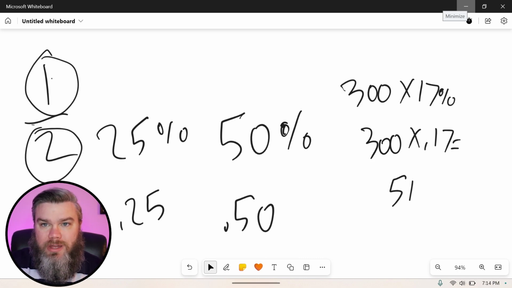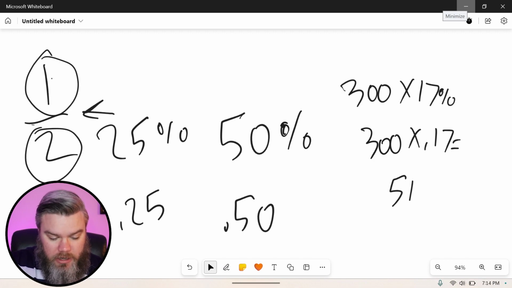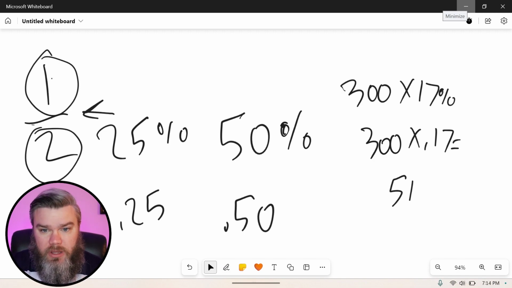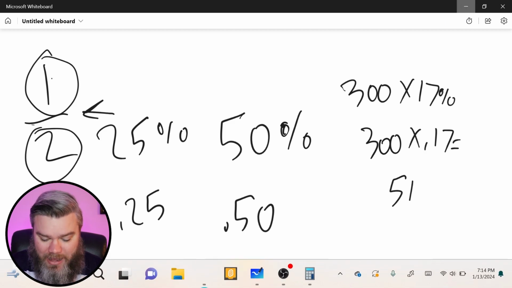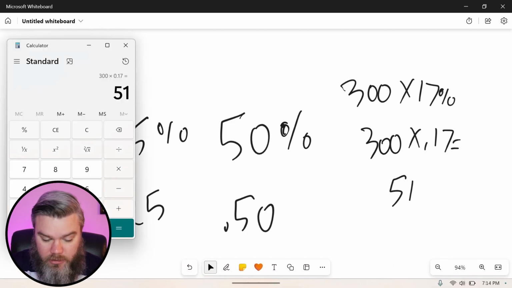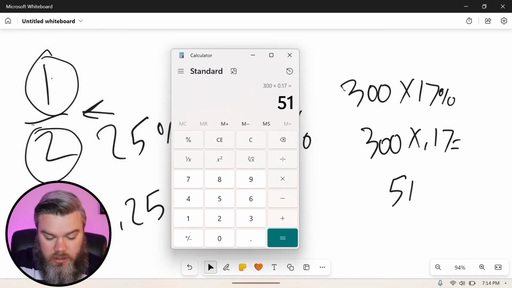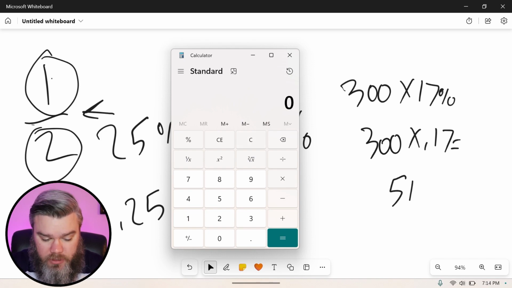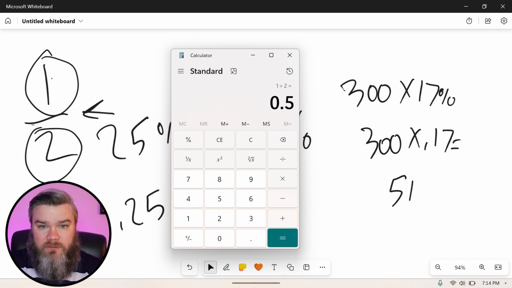So the way that you get around that is you convert them also to a decimal. I want you to think of this line right here as a division symbol. So if I wanted to say 1/2 as a decimal, let me pull my calculator back up here, you would just take the 1 divided by 2. So it's the same thing as saying 50% or 0.5.